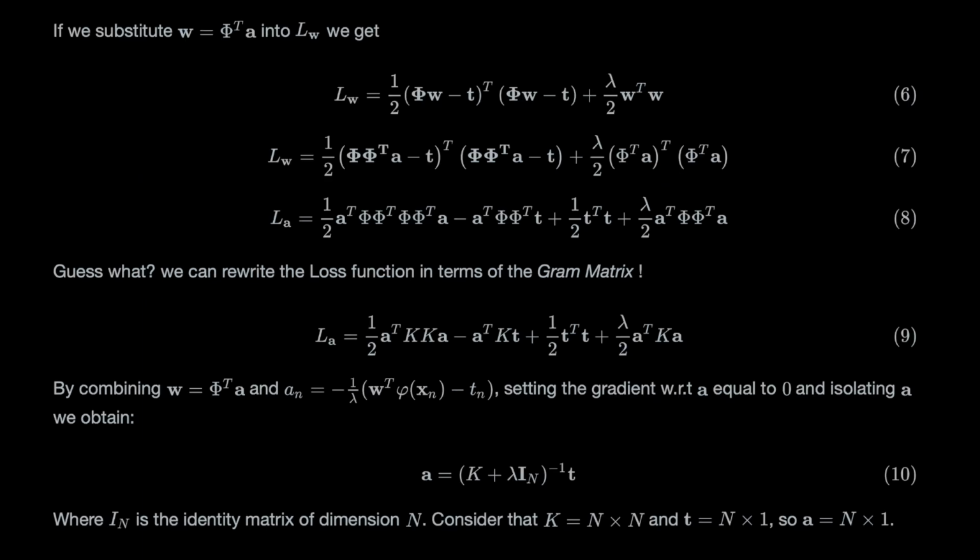If we substitute w equals phi transposed a into the loss function, we get the following loss function. Guess what? We can rewrite the loss function in terms of the gram matrix. Setting the gradient with respect to a equal to 0 and isolating a, we obtain the following, where I_n is the identity matrix of dimension n. Consider K is n by n and t is n by 1, so a is n by 1.